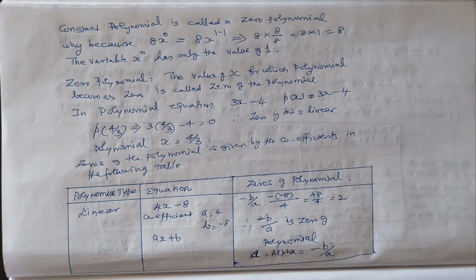The zero of the polynomial is given by the coefficients in the equation, and it is explained in the following table. For a linear polynomial such as 4x minus 8, the zero of the polynomial is represented by the coefficients as minus b divided by a. We call the zeros of a quadratic polynomial alpha and beta because there are two zeros. It has two factors, so we can get two zeros for that quadratic polynomial.